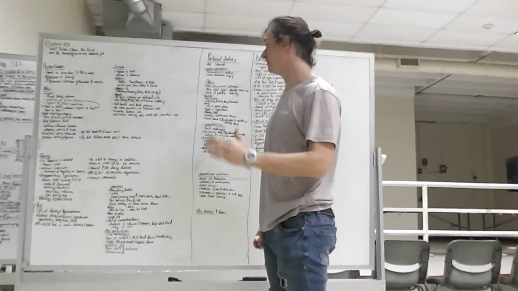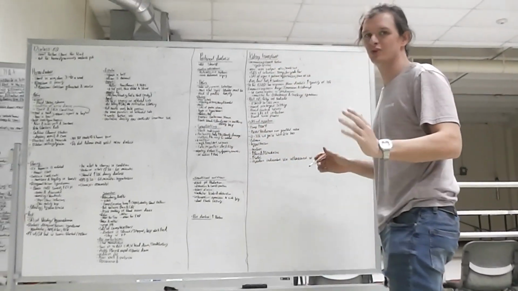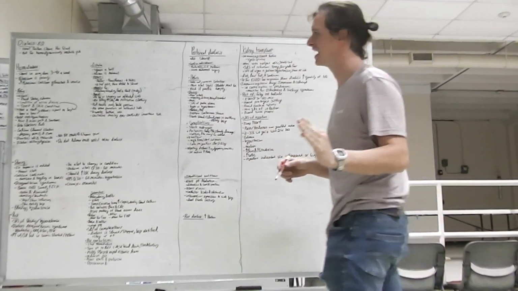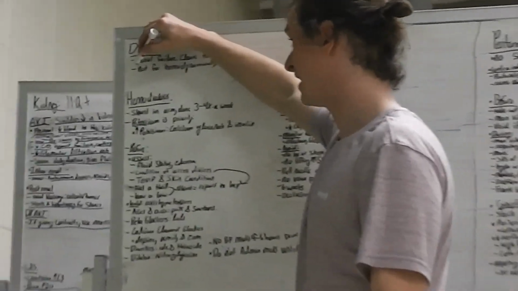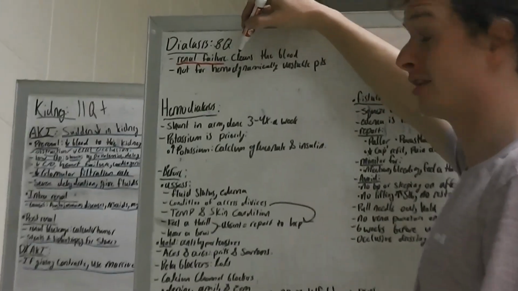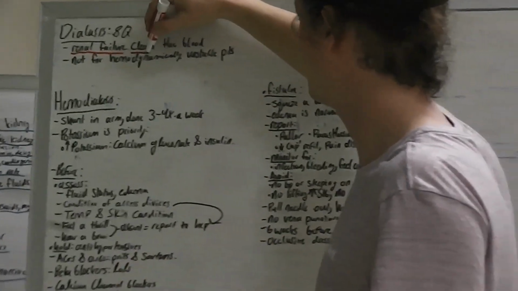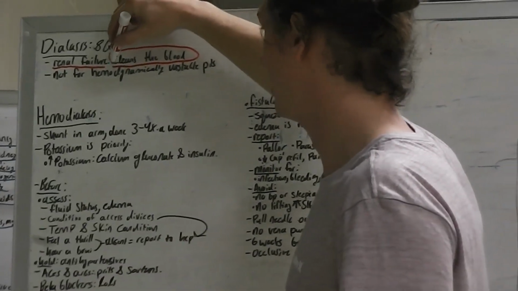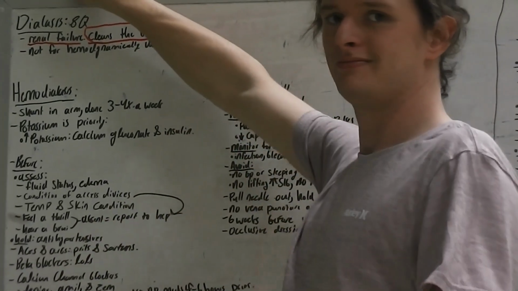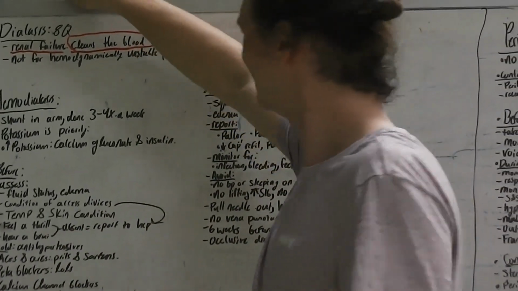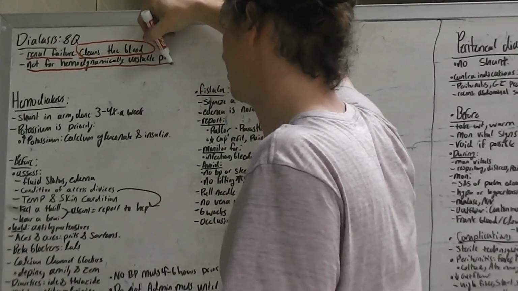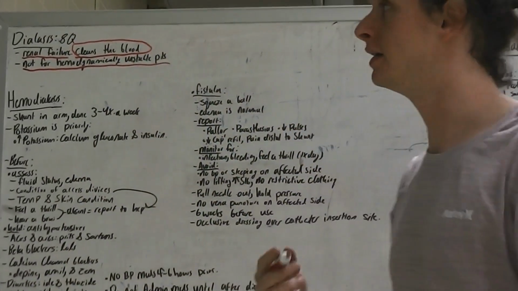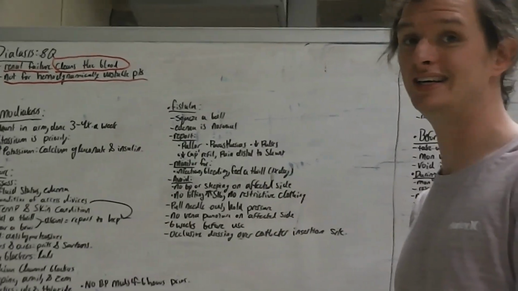Dialysis, which is going to be a majority of the exam, from what I understand, at least 8 questions on dialysis. So with dialysis, we are going to be giving dialysis for people that are in renal failure. Dialysis is going to clean the blood of all the bad stuff that's clogging up the kidneys. It's not for the hemodynamically unstable patients. So if they're hemodynamically unstable, dialysis is contraindicated.